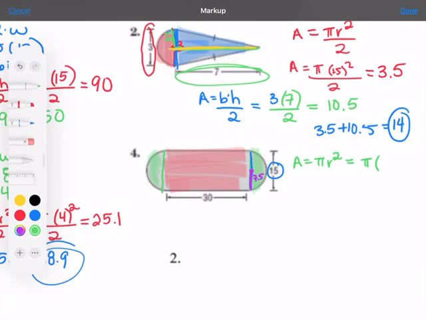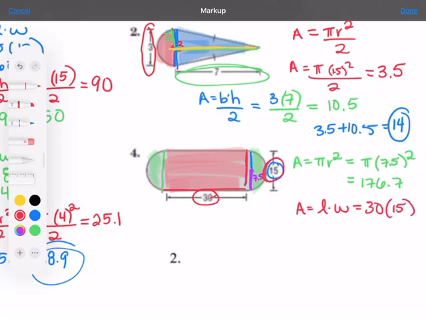That's going to be our radius. So, pi times 7.5 squared gives us our area, which gives us 176.7. And that is our area of the circle, both semicircles, okay? And then our area of the rectangle is length times width. So our length right here, they give that to us, that's 30. And our width right here, they give that to us, and that is 15. So that is equal to 450.